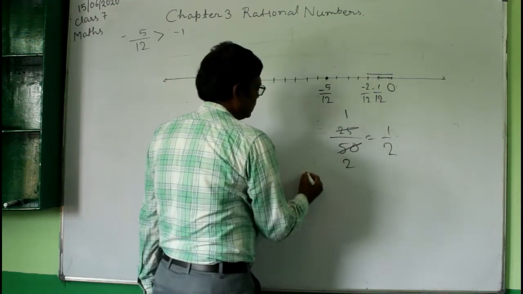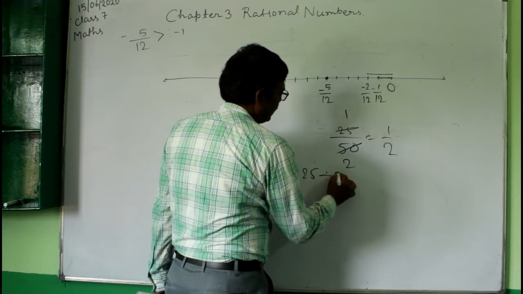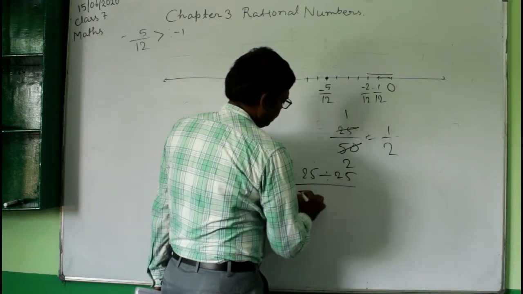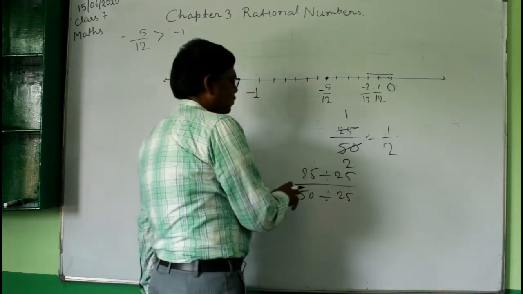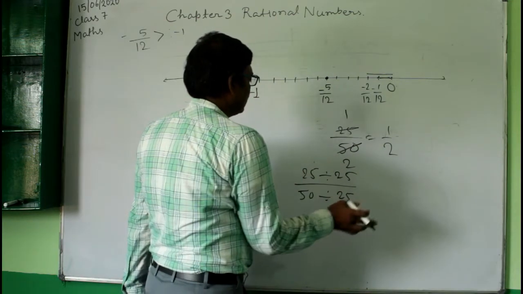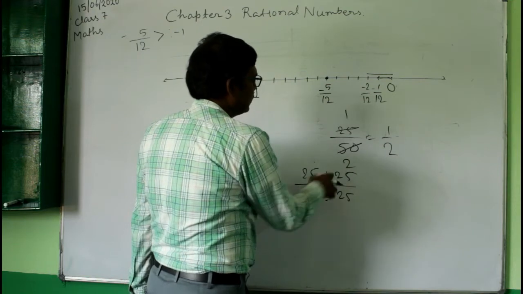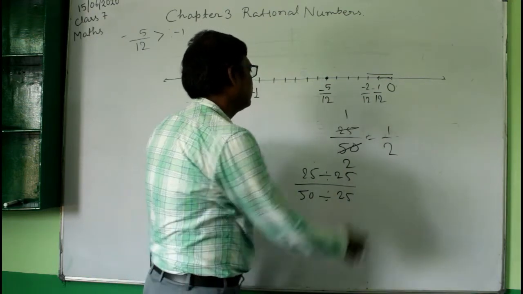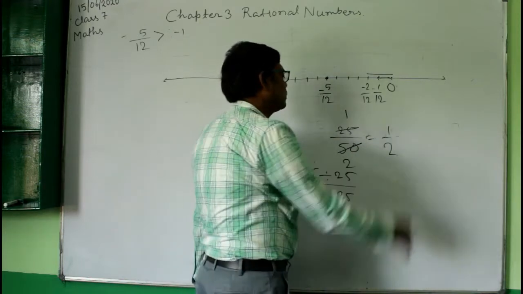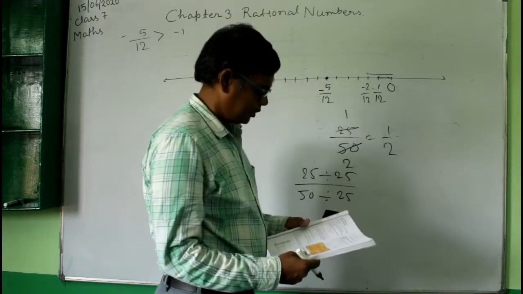This means that in this case you have 25 divided by 25 and 50 divided by 25. It means that 25 is common between the numerator and the denominator. That is why you must divide the numerator and the denominator by the same number. Then you will get the answer 1 by 2. Now 1 by 2 is in the standard form.